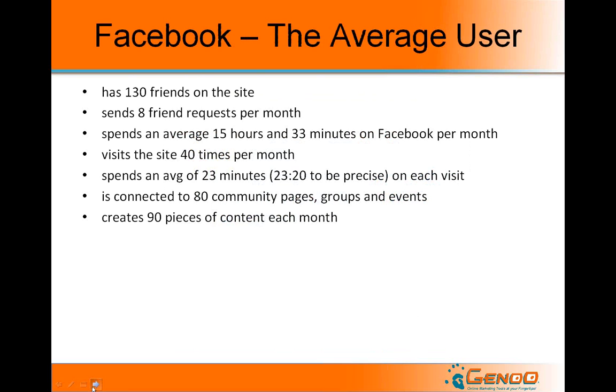Facebook, let's just look at the average user on Facebook. Has 130 friends on the site, sends 8 friend requests a month, spends an average of 15 hours and 33 minutes on Facebook per month, visits the site 40 times a month, spends an average of 23 minutes on each visit, is connected to 80 community pages, groups, and events, and creates 90 pieces of content each month.